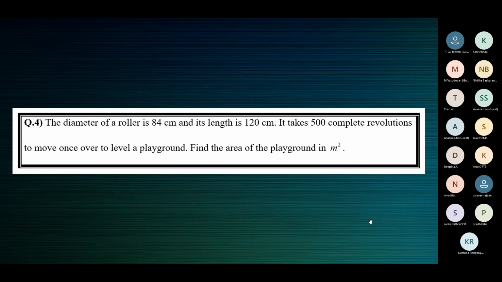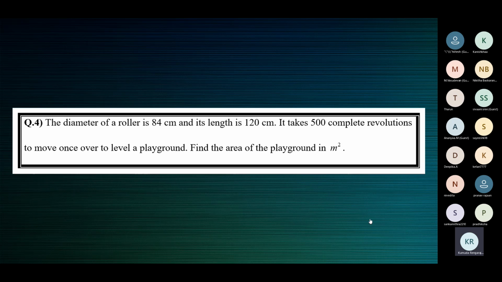Share your work. Okay, so the next one: the diameter of a roller is 84 centimeters and its length is 120 centimeters. See, whenever the diameter and height is given, it refers to the cylinder. It can also be a cone. But it's a roller. A roller meaning it's cylindrical.